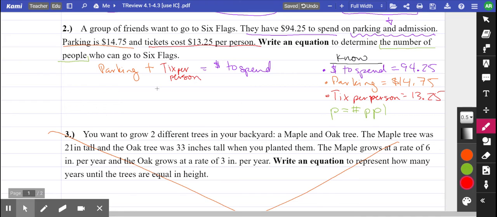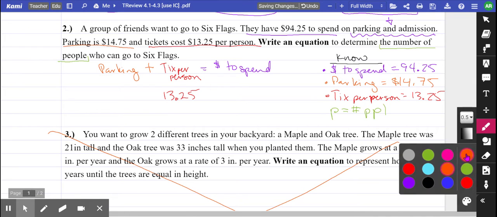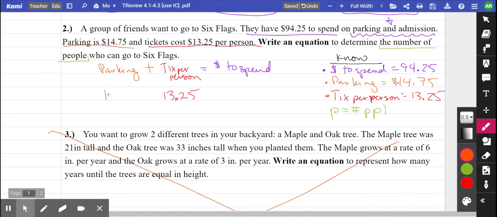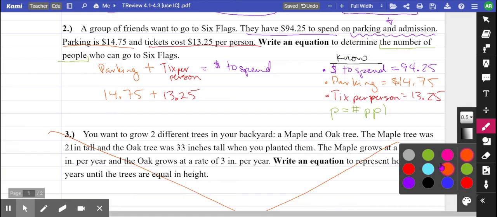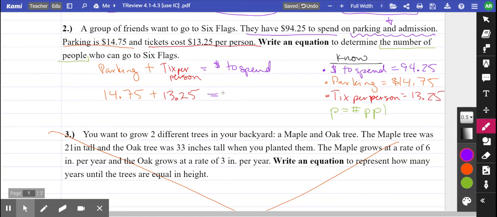So let's write out the numbers for these. So since I already have red, I'll write my $13.25. Parking was $14.75. And then my total that we have to spend is $94.25.